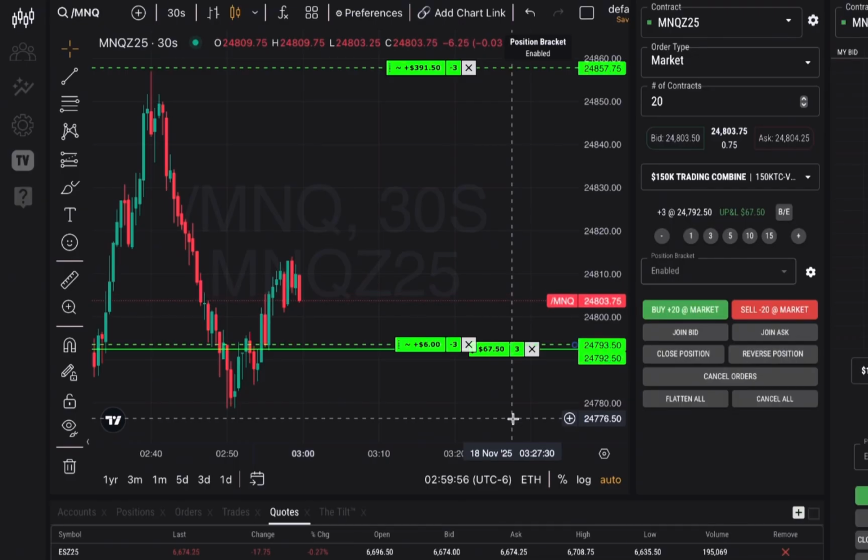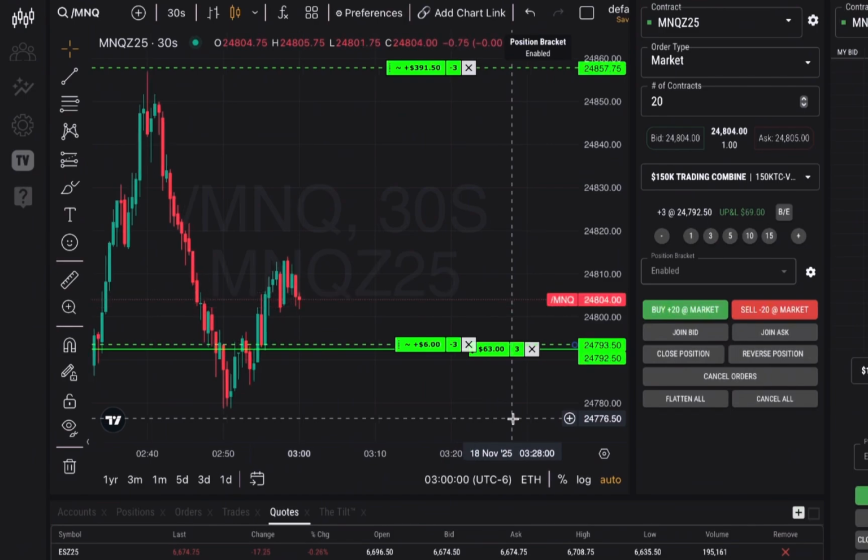I'm going to be doing a lot more breakdowns like this because for me, this is just like game film. You know, basketball players watch game film. Traders got to come back and watch their game film as well.